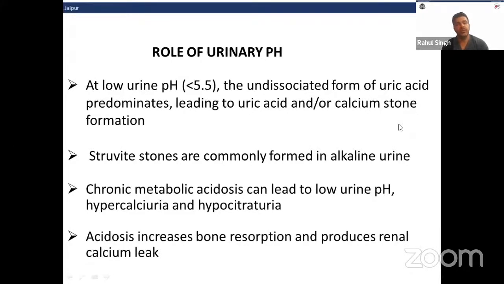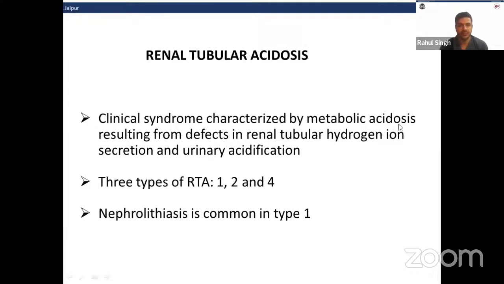Now, the role of urinary pH. At low urinary pH less than 5.5, the undissociated form of uric acid predominates, which leads to uric acid or calcium stone formation. Struvite stones are commonly found in alkaline urine. Chronic metabolic acidosis can lead to low urinary pH, hypercalciuria, and hypocitraturia. Acidosis also increases bone resorption and produces renal calcium leak.